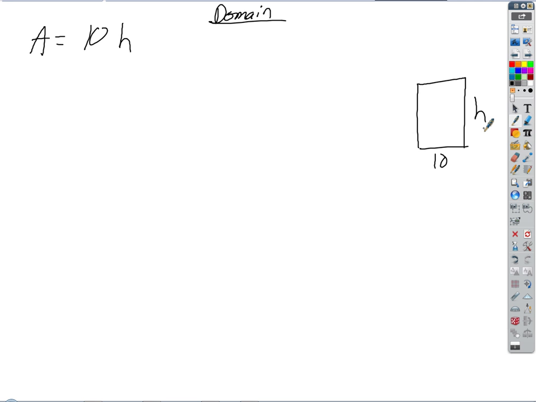But either way, if we say that the domain is, well, they said just greater than 0. So h is greater than or equal to 0. So if h is 0, then your area shrinks to 0. Fine, but it can't be negative, right? So what's the range that goes with that?